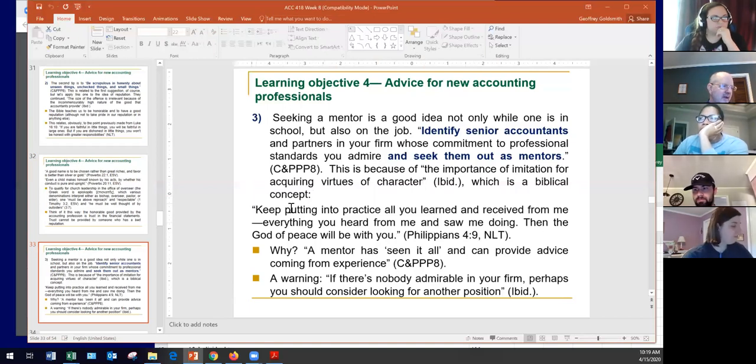Philippians 4:9, keep putting into practice all you learned and received from me, everything you heard from me and saw me doing. Then the God of peace will be with you. Why a mentor? A mentor has seen it all and can provide advice coming from experience. A warning, if there's nobody admirable in your firm, perhaps you should consider looking for another position.